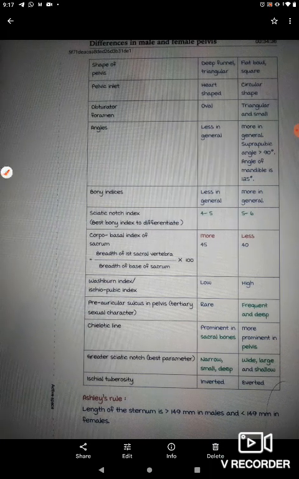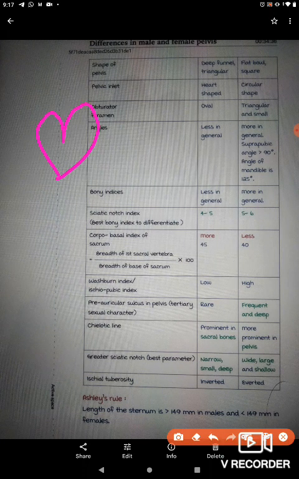The pelvic inlet is heart shaped in the male, and quite circular in the female. Obturator foramen: in the male it is large and oval, and in the female it is small and triangular. Angles are less in the male and more in the female, like the suprapubic angle more than 90 degrees, and the angle of mandible is 125 degrees. Body indices are less in the female.